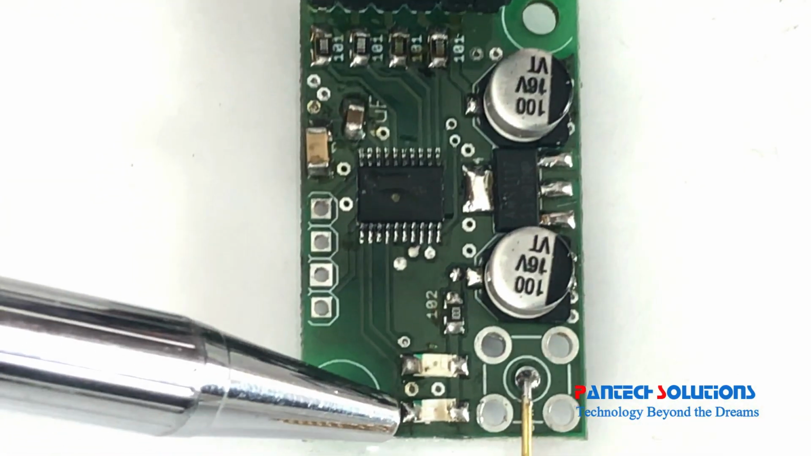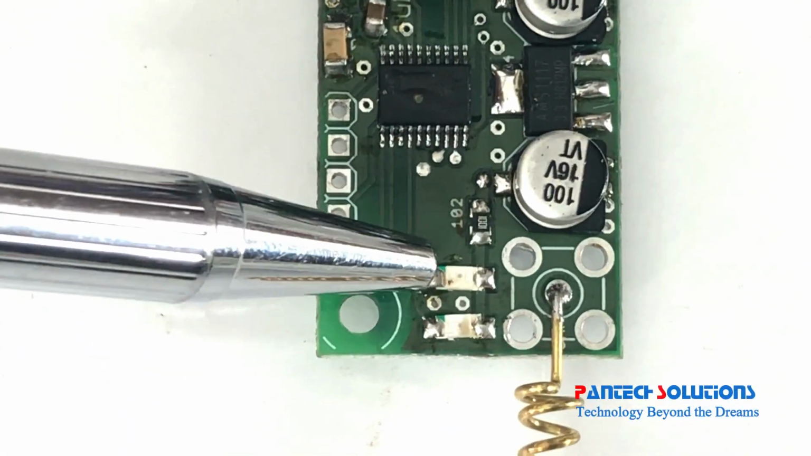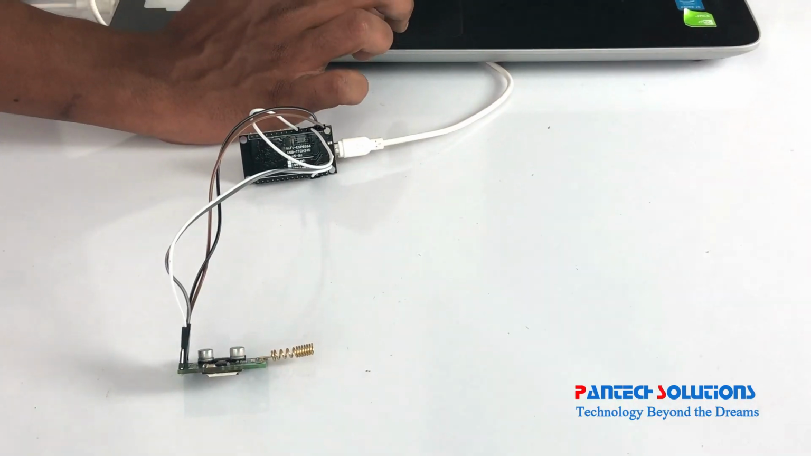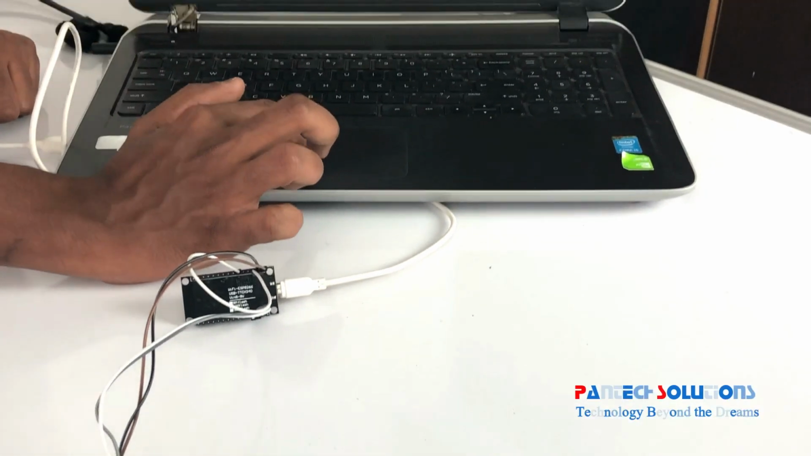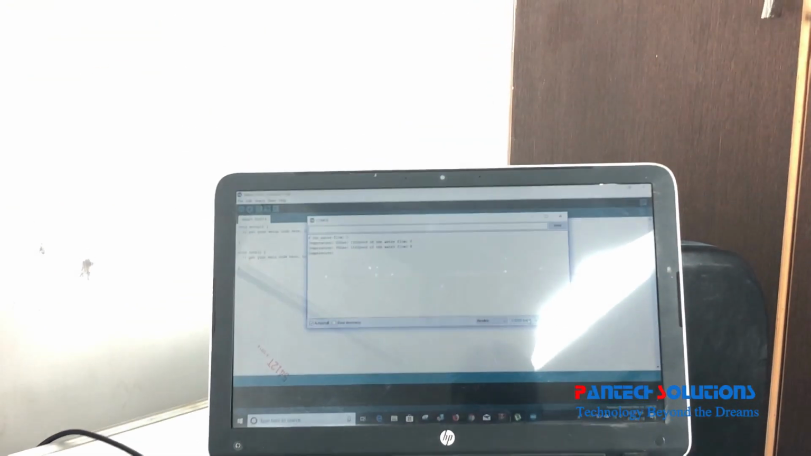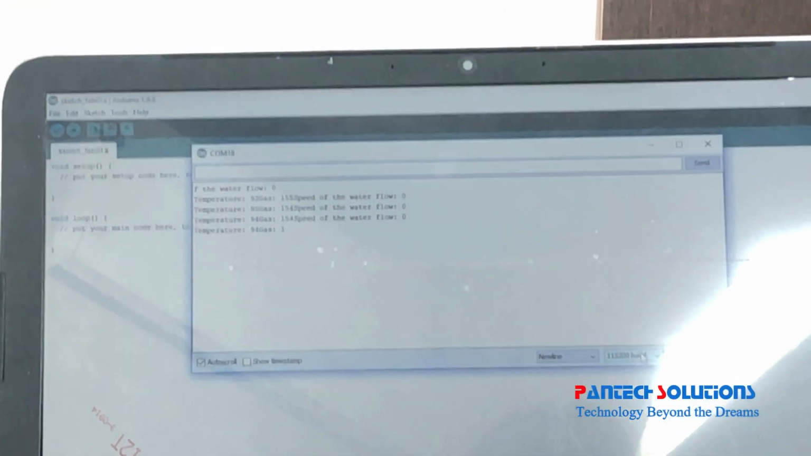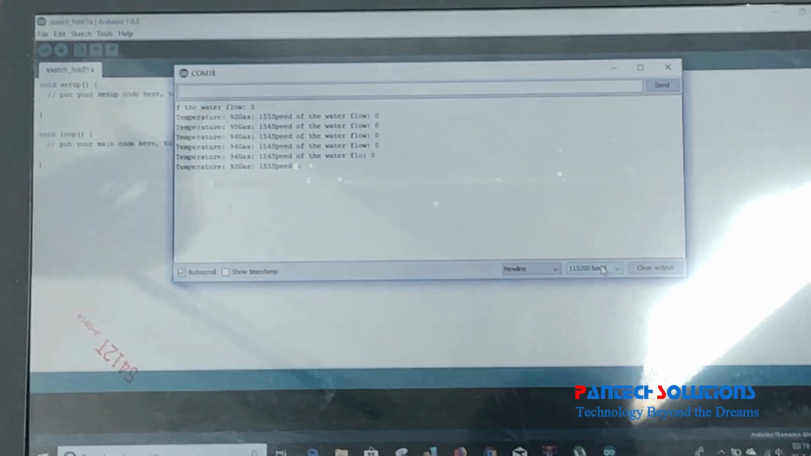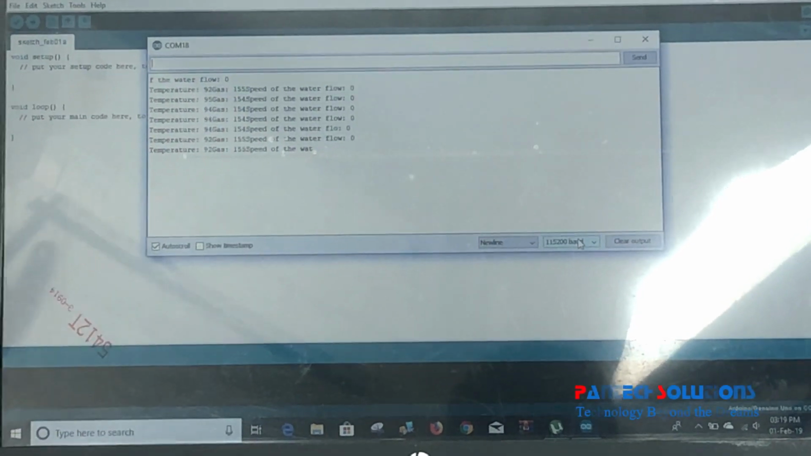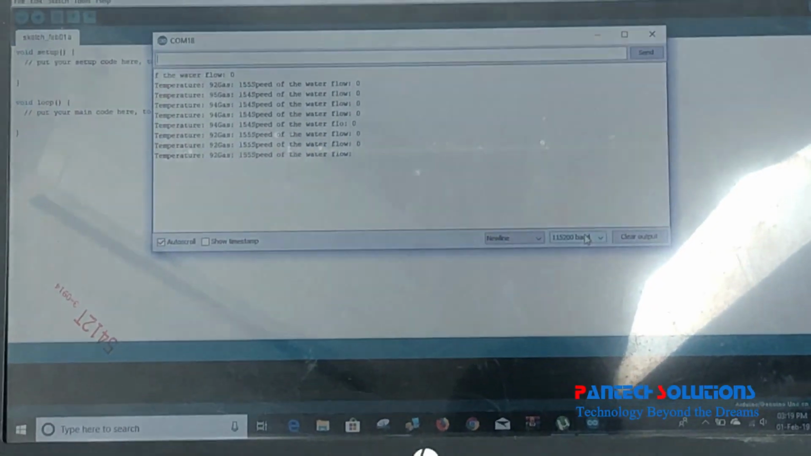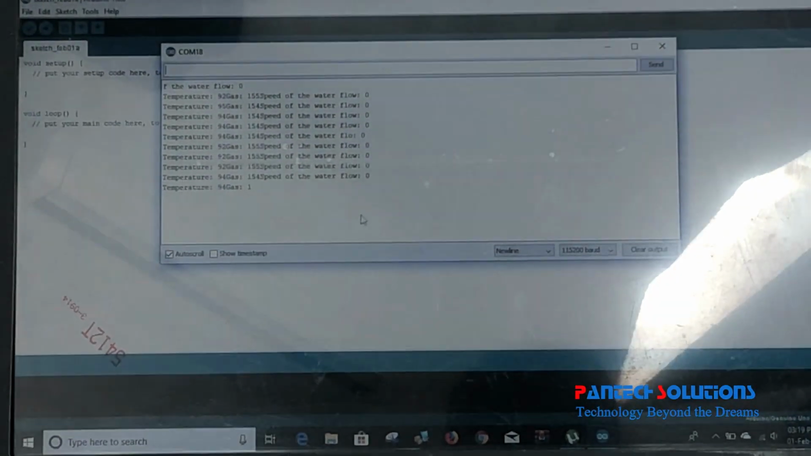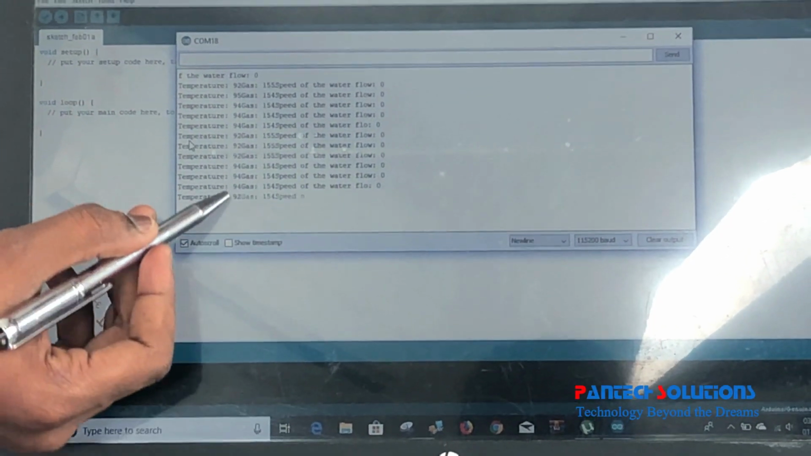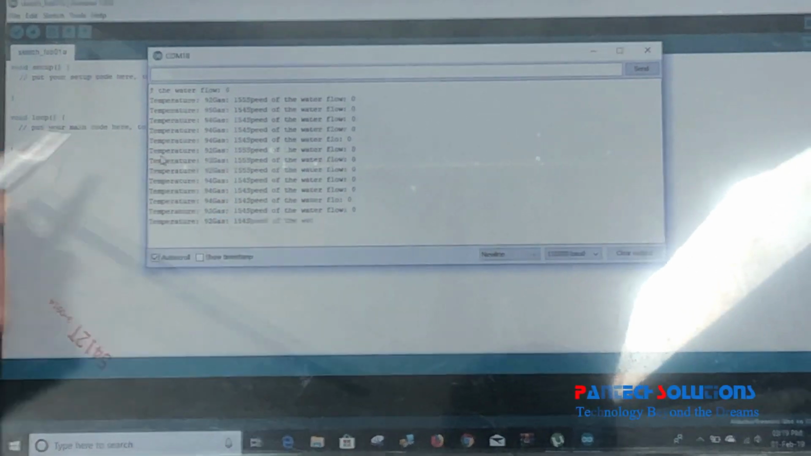The first LED is for power, and this LED shows transmitting. I'm opening the serial monitor with a baud rate of 115200, because the LoRa transmitter is configured at 115200. That's why on the receiver side I also configured the same baud rate, 115200. Here we obtain temperature, gas, and the speed of the water flow sensor.